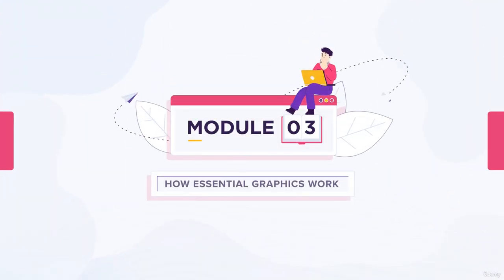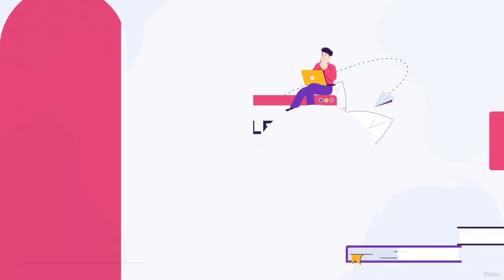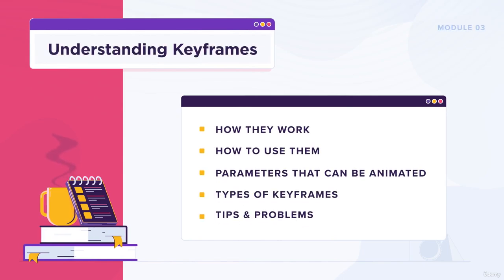Hello and welcome back. Now that we understand our After Effects interface a bit better, we can move on and start using it to animate. For this part of our course, we will start working with keyframes and learn how they work and how to use them. We'll go over the different parameters that can be animated using them and their properties, as well as some tips and problems you may encounter while working with them.